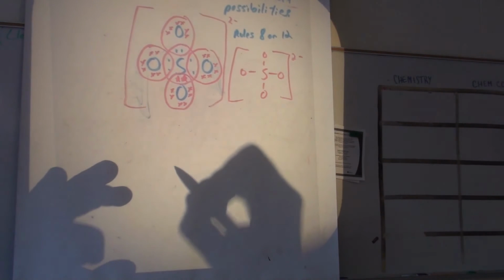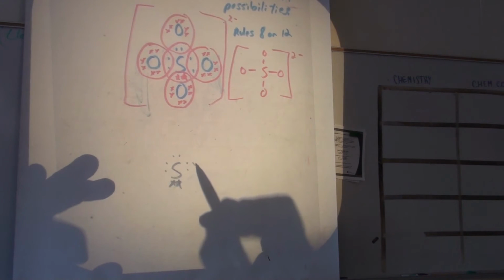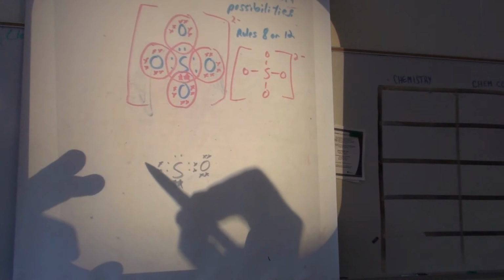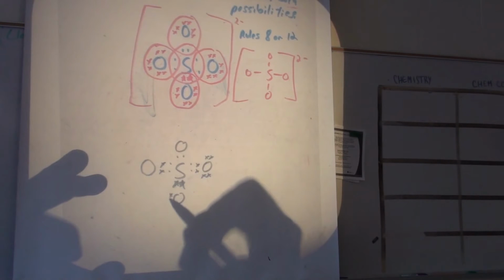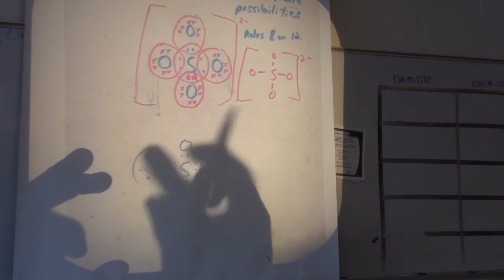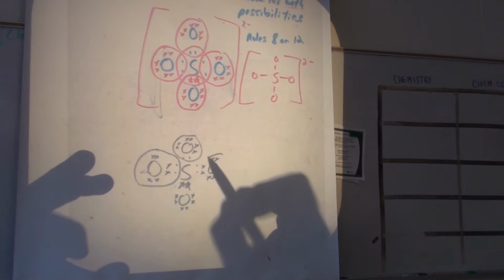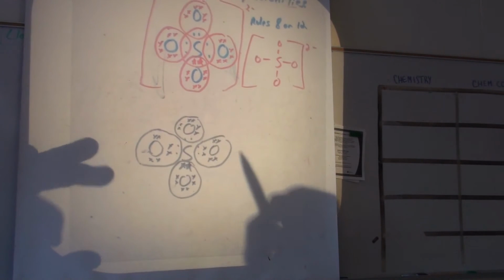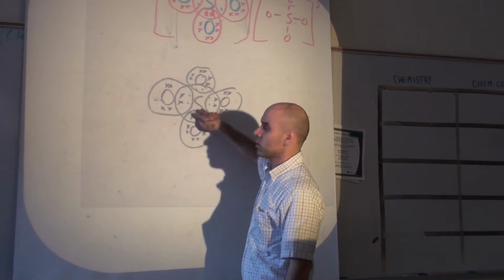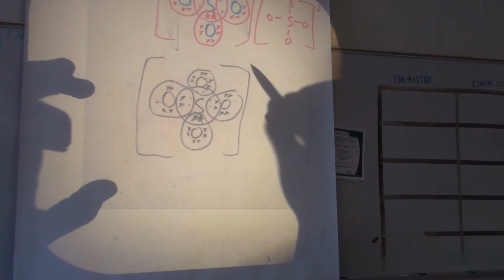So, try this again. But this time, I'm going to put in a double bond. Two double bonds. Whoops, those guys don't belong there. And how many are on the sulfur? I've got 2, 4, 6, 8, 10, 12. So I got 12 around the sulfur, 8 around the oxygens. Put brackets around it because it has a -2 charge.